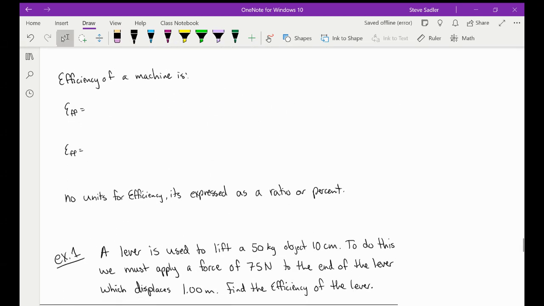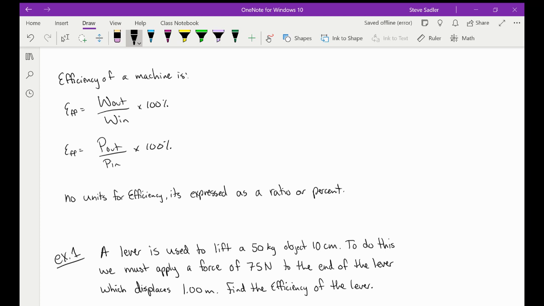So the formula is efficiency. EFF for efficiency is equal to work out over work in, and then we will multiply that by 100 to get our percentage. So it's always expressed as a ratio or as a percent. If we know powers, we can do the same thing with power: power out over power in, and then multiply by 100 to get percentage.